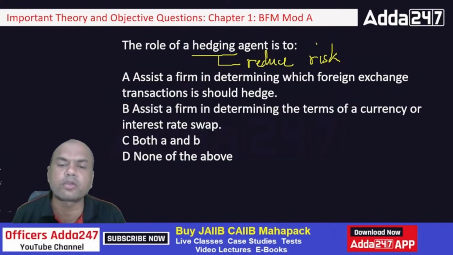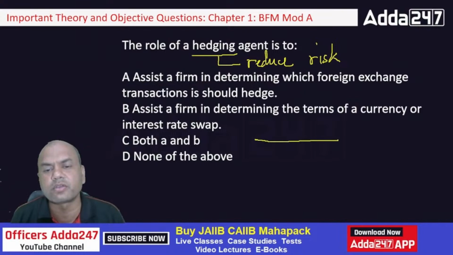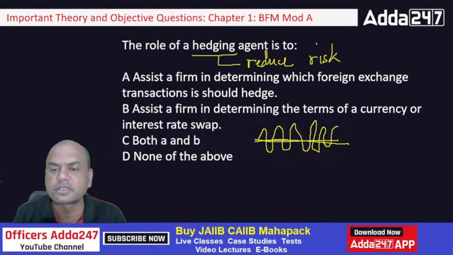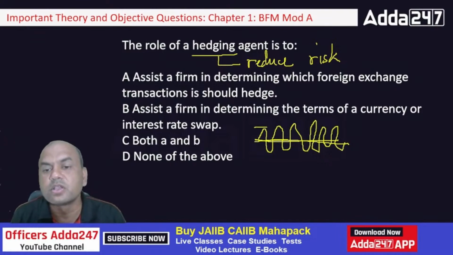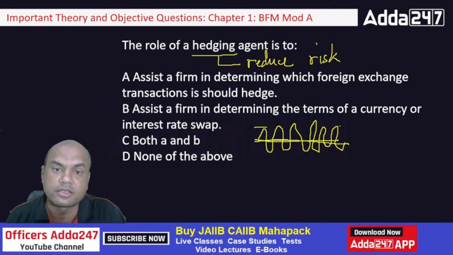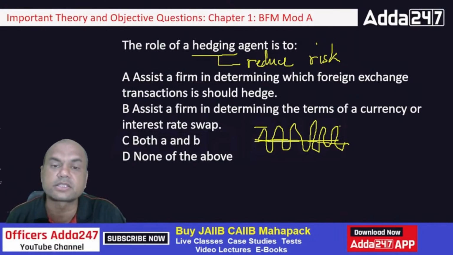If I draw this line, is there any risk here? If I go on a straight line like this, there's no risk. Okay. But if I go like this, sometimes over here, there, something like this, now there is a fluctuation. So what is to be hedged? Whichever is having the fluctuation will always be hedged. So that's why whichever currency is most traded or is having the highest risk will be hedged. So assist the firm in determining which foreign exchange transaction is to be hedged.